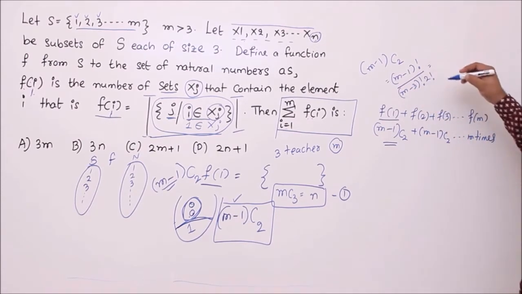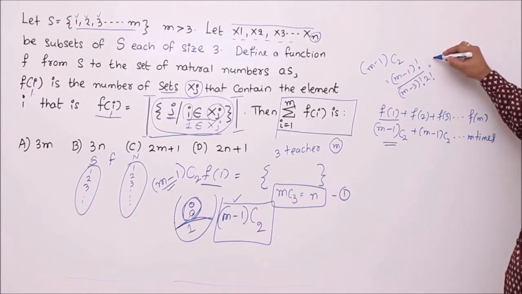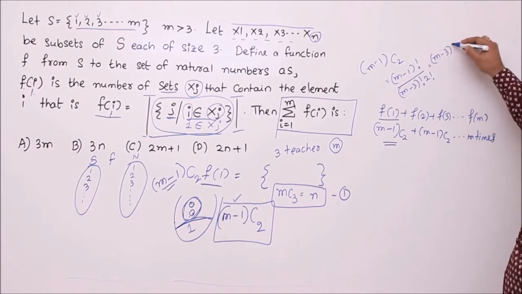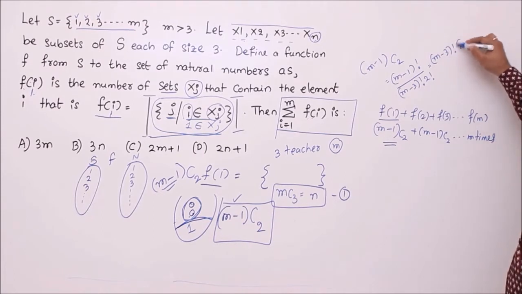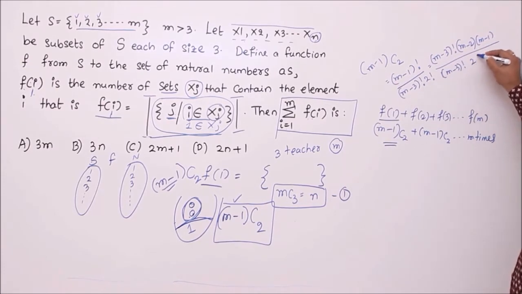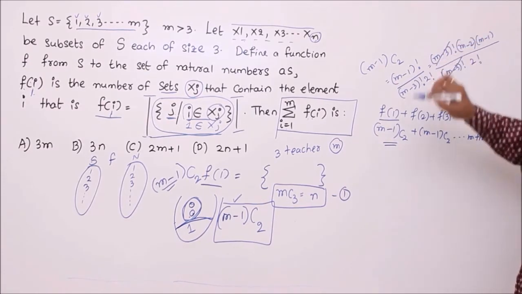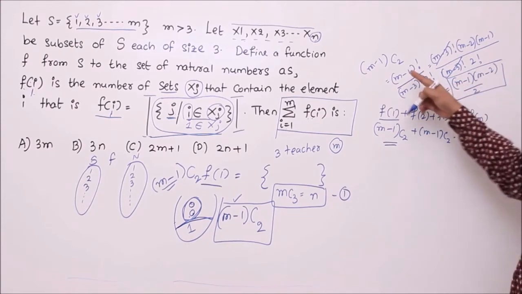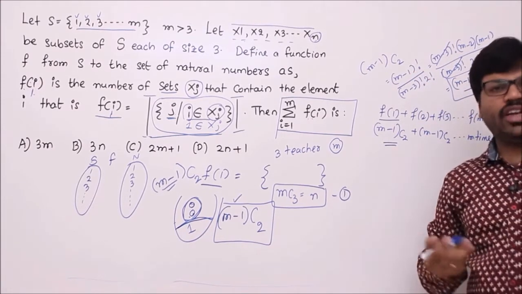If I simplify it, (m-1) factorial can be written as (m-1)(m-2)(m-3) factorial, divided by (m-3) factorial into 2 factorial. You can cancel (m-3) factorial, then you get (m-1)(m-2) by 2, isn't it? Remember, finally (m-1)C2 is (m-1)(m-2) by 1 into 2.